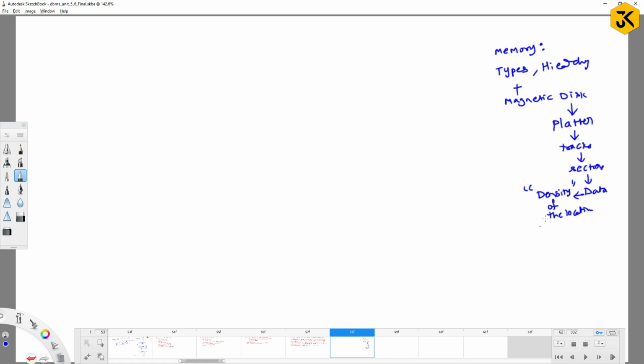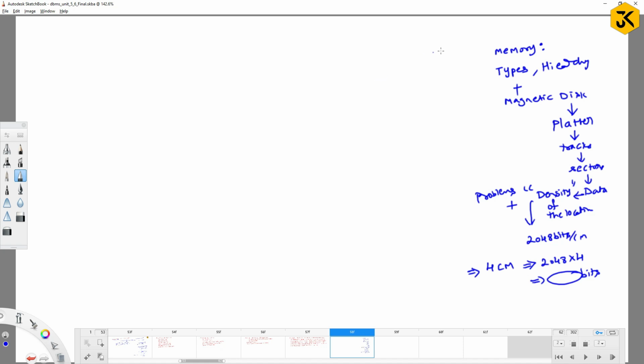For example, if I say the density is 2048 bits per centimeter, what is the meaning of this? For a particular location, if the location space is 4 centimeters and the density is 2048 bits per centimeter, then for 4 centimeters, how much memory can I save? 2048 into 4. This many bits I can save in the respective location. This is what I call density: per centimeter, how many bits I can save. We have also seen some problems regarding the magnetic disk.